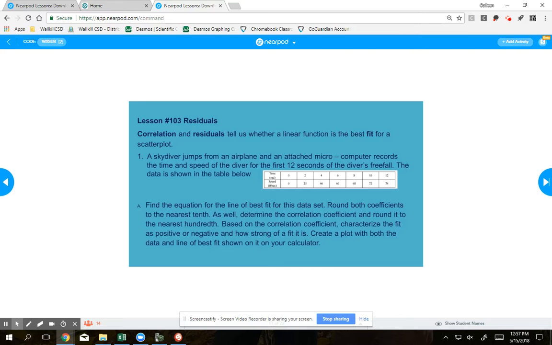So once you are done filling in those blanks, go ahead and pull up your table, and you're going to go to Edit, clear any data that's already in there, and enter the new data that you see in the slide or on your notes.